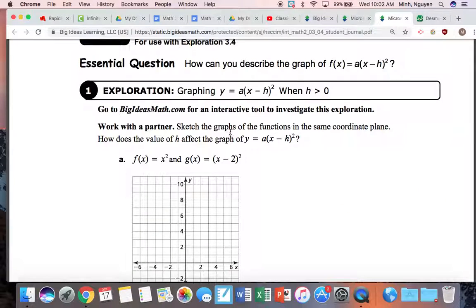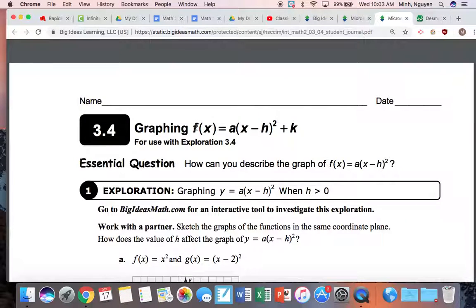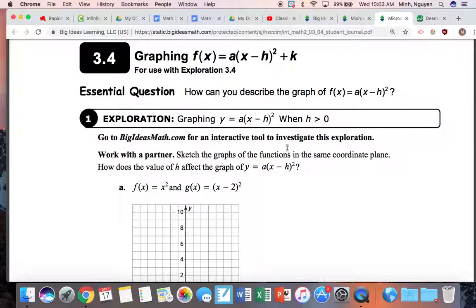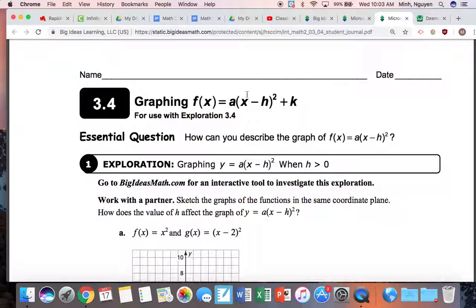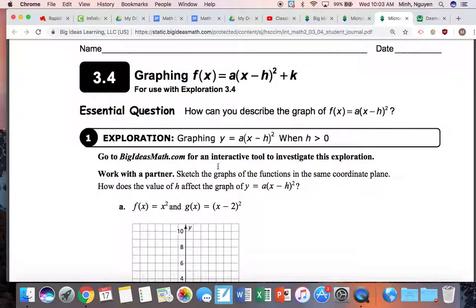Alright guys, we're on page 89 of your student journal. 3.4, graphing f of x equals a times x minus h squared. This is also known as vertex form. Before we find out why it's called vertex form, let's just get into it.